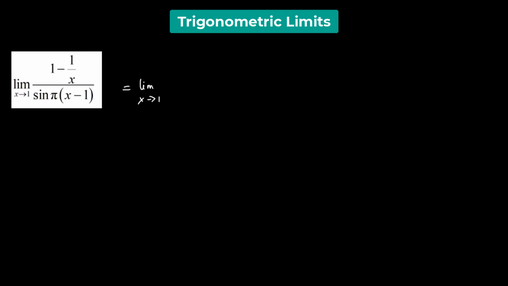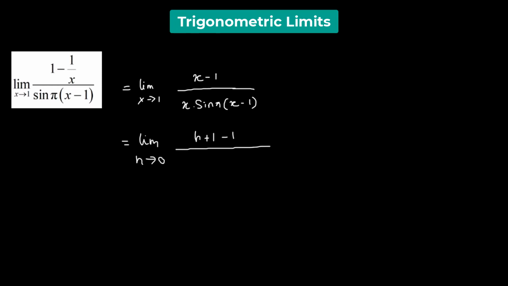So let us begin by first simplifying the numerator. So we have limit x tending to 1. So we will have x minus 1 over x times sine pi times x minus 1. Now what we're going to do, we're going to change the limit. So we have limit h tending to 0. So that means we are going to replace x by h plus 1. So we have h plus 1 minus 1 divided by h plus 1 times sine pi of h plus 1 minus 1. So that will leave us with limit h tending to 0.